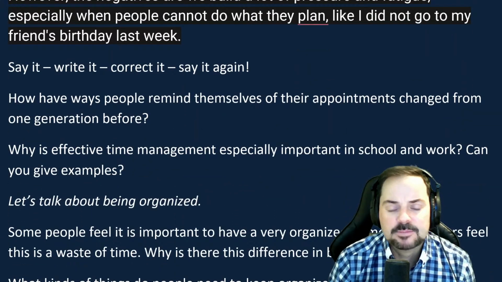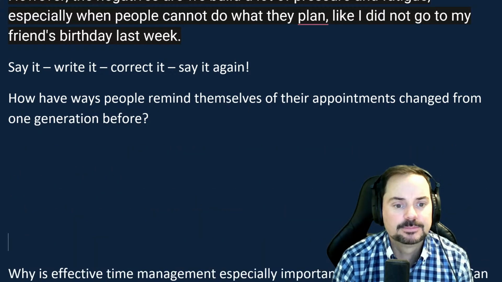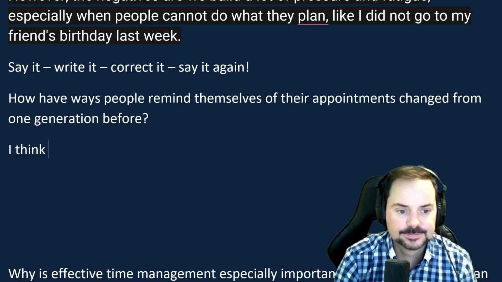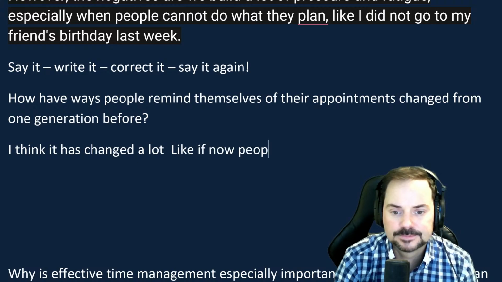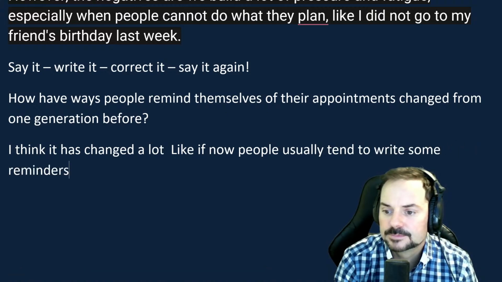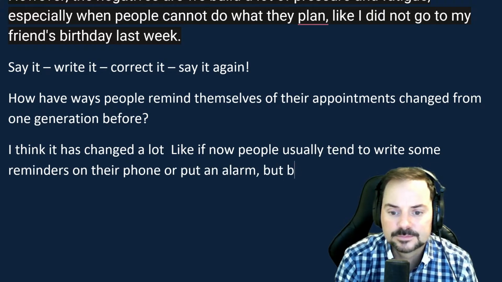How have ways people remind themselves of their appointments changed from one generation before? I think it has changed a lot. Now people usually tend to write some reminders on their phone or put an alarm. But before, I think people usually wrote some notes near their workplace or somewhere that their eye can catch it, so they won't forget about it.